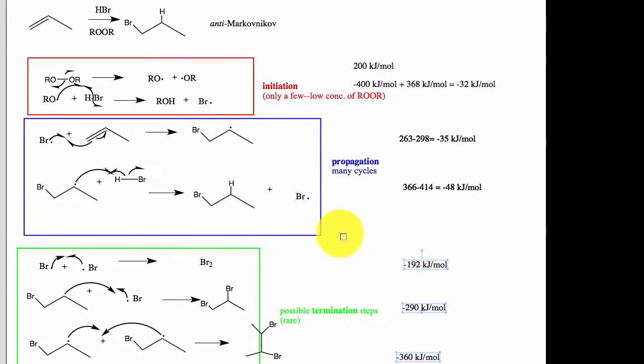And finally, our termination steps are highly exothermic. They involve making a bond without breaking any bonds, and so they are exothermic by the strength of each of the bonds. In the Br-Br case, it's 192 kilojoules per mole. In the secondary C-Br case, it's 290 kilojoules per mole. And in the secondary carbon case, it's about 360 kilojoules per mole. Anytime two radicals encounter each other, they almost always react very exothermically.